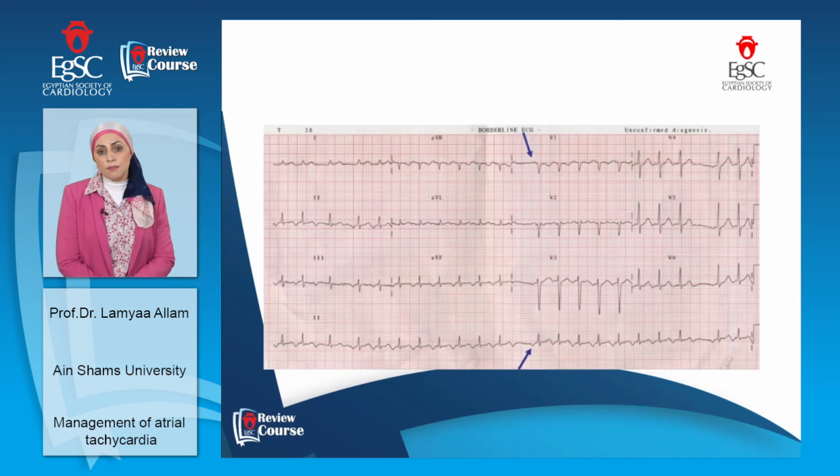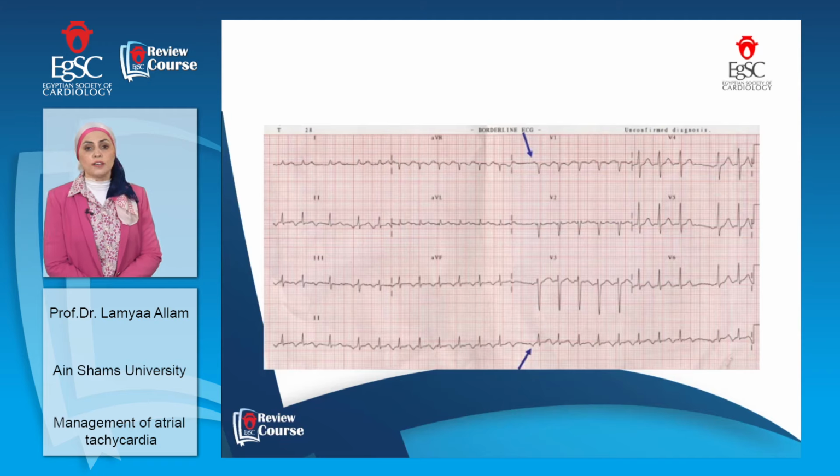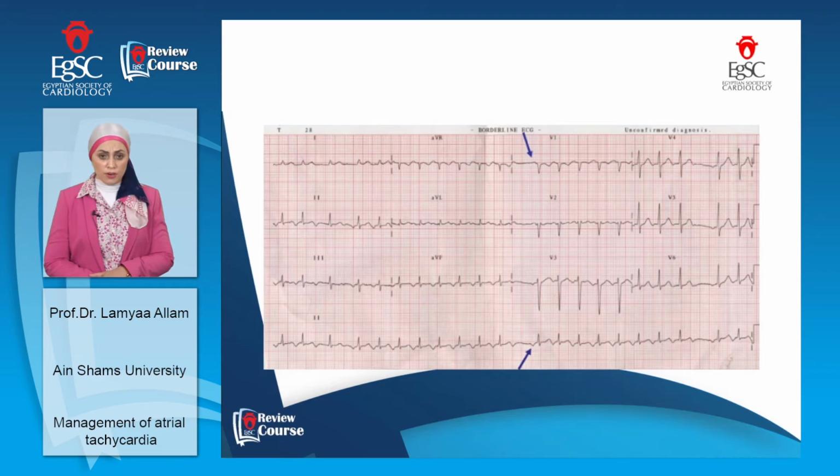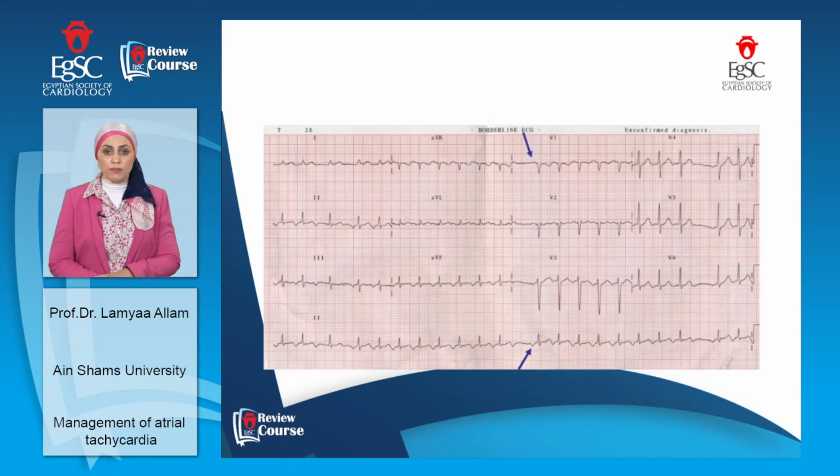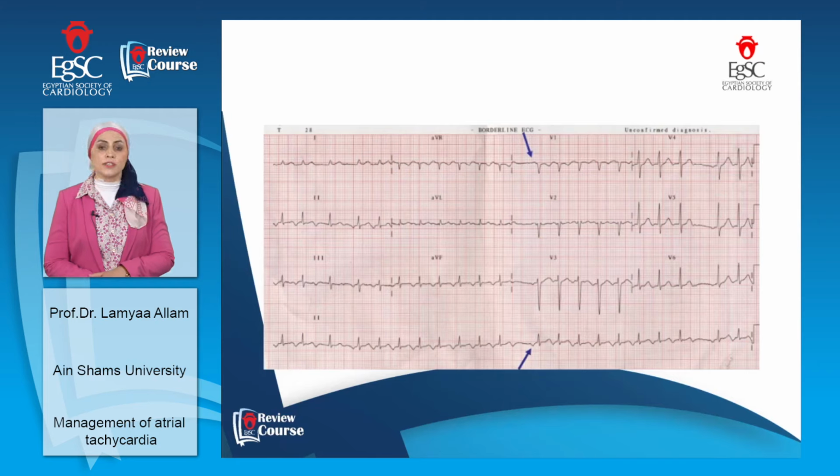And these are some examples of how to localize the focus of atrial tachycardia through the ECG. As I said before, we should look at the P wave in V1. If it is positive, it is most probably a left-sided focus. Then I will look at the P wave in the inferior leads. Is it bifid or not?